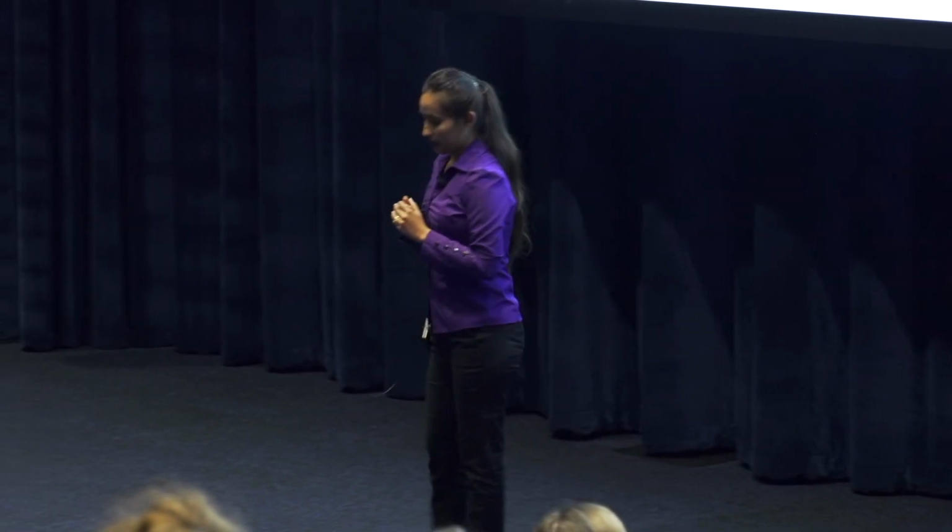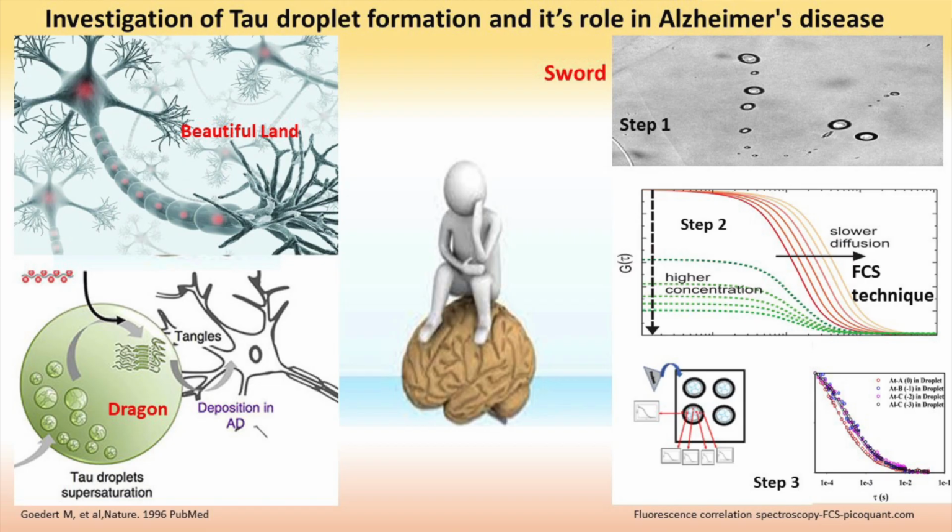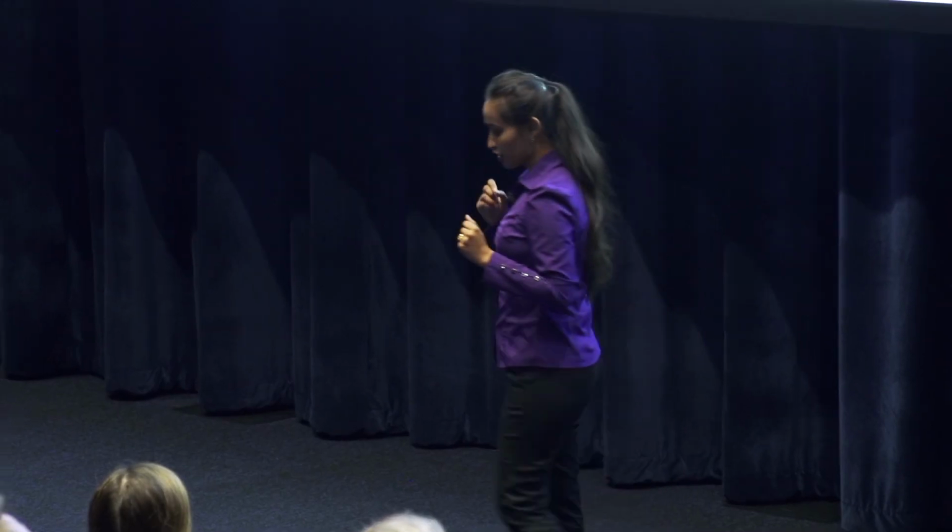So the approach we make to make the sword is in 3 steps. Step 1, we form the droplets in the lab. Step 2 is we wanted to see which particles are getting invitation to enter inside the droplets, or which are the particles getting attracted towards the droplet. This is a very crucial step.